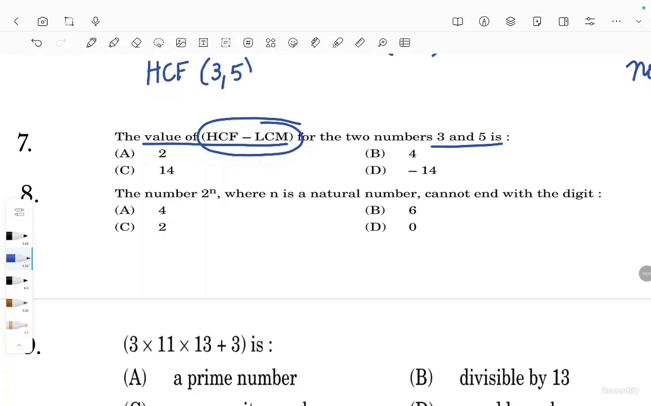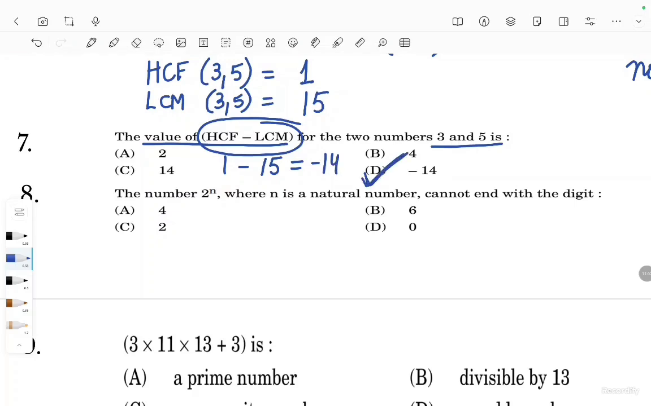Both are prime numbers. HCF will be 1, and LCM of 3 and 5 you can also calculate. That will be 15. Okay. What are we supposed to do? We have to subtract HCF minus LCM, the difference of them. HCF is 1, LCM is 15. 1 minus 15 is minus 14. Our answer is option D.